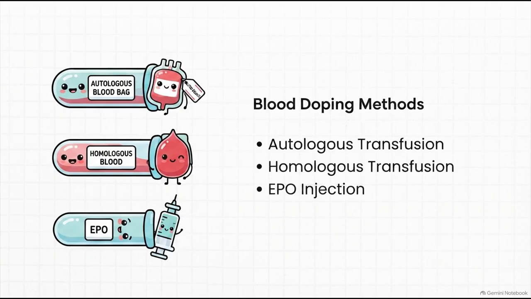First up, autologous transfusion. This is a total logistical nightmare, where an athlete draws their own blood weeks before an event, hides it in secret refrigerators, and then reinfuses it right before competition. Because it's their own blood, it's incredibly hard to detect. Second is homologous transfusion, which uses a compatible donor's blood. And third is the injection of erythropoietin, or EPO.